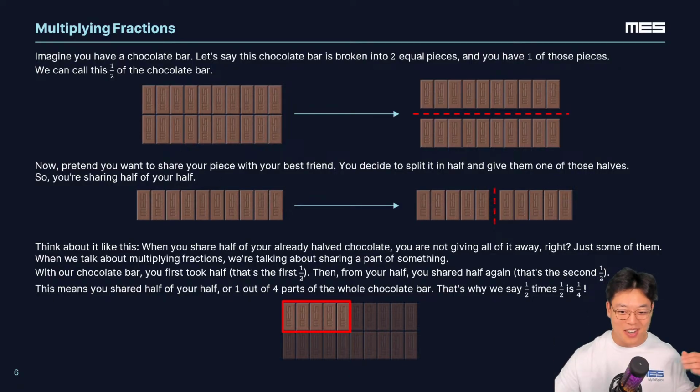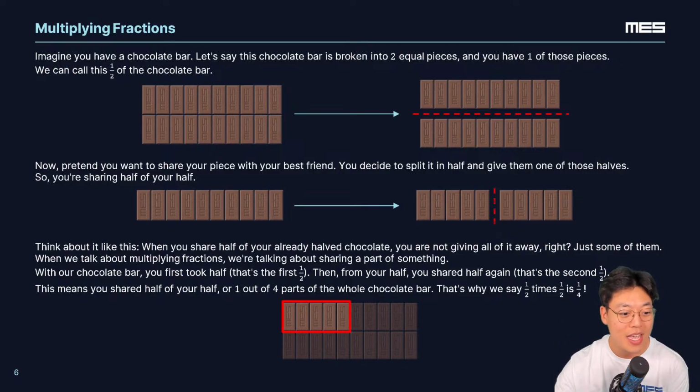So you're sharing half of your half. Okay, stay with me here. So in total, if you look at this red box down here, this is how much you've shared with your best friend. When you share half of your already halved chocolate, you are not giving all of it away, right? Just some of it. When we talk about multiplying fractions, we're talking about sharing a part of something. With our chocolate bar, you first took half. That's the first half. Then from your half, you shared half again.